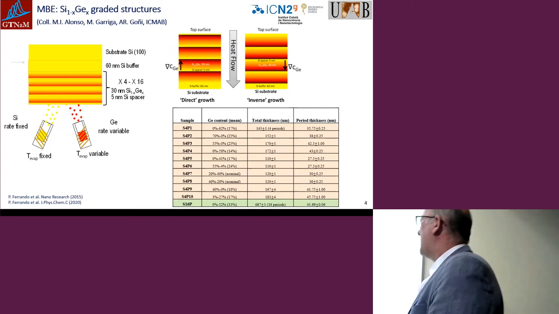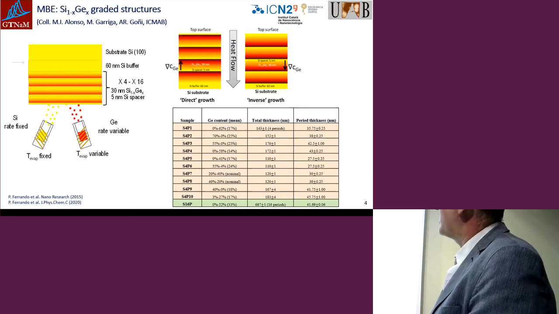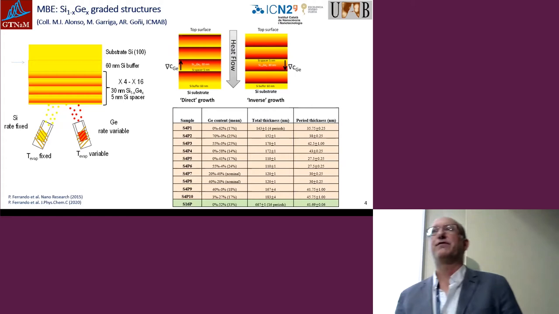And therefore, we control the concentration gradients that we have on the materials by changing the germanium rate. So if we have a silicon substrate, we have this buffer layer, then we start with a silicon rich to a silicon germanium, silicon rich to silicon germanium, and we go on, typically for four periods.